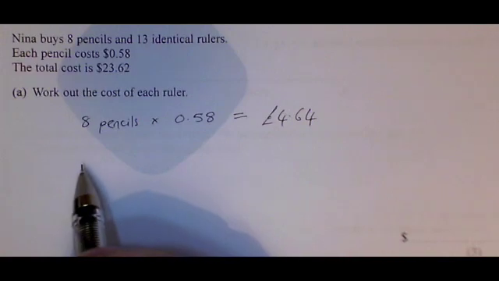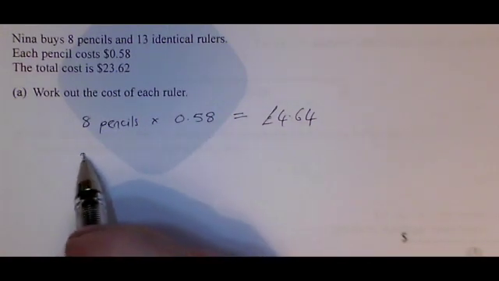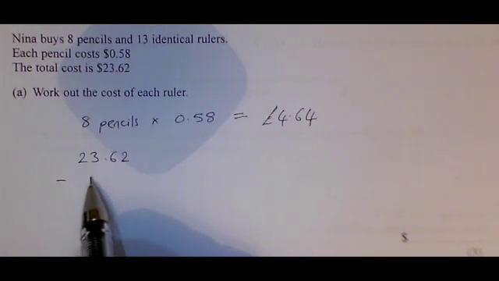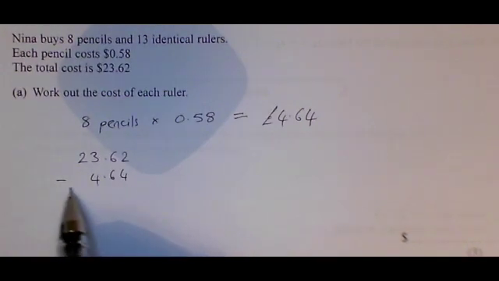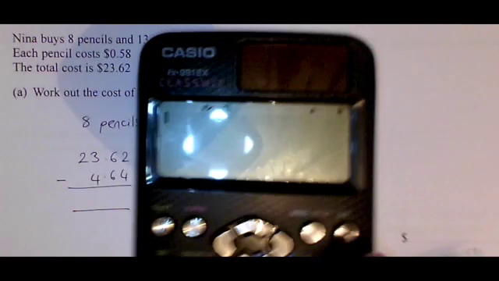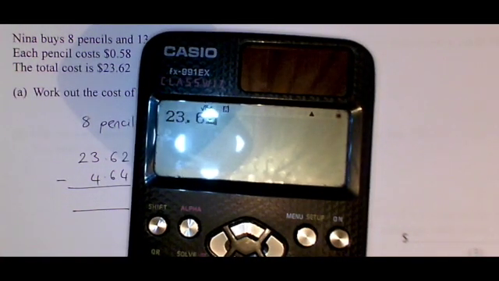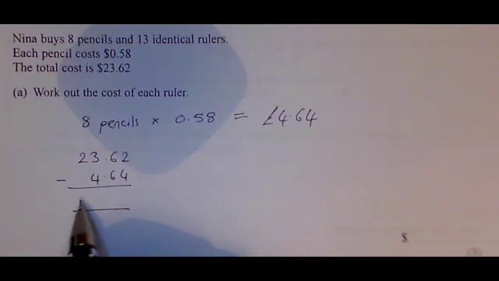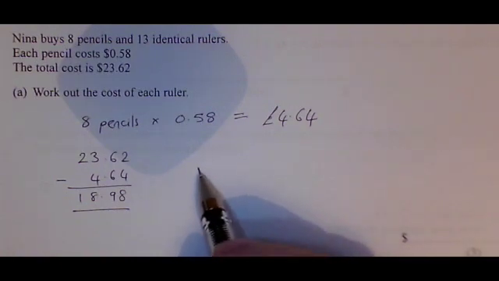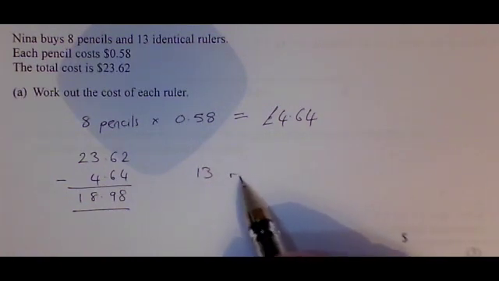$4.64, sorry. Right, so if we take that away from the 23.62 we spent altogether, we can work out how much money we've got to spend on rulers. So 23.62 take away 4.64 means that we're going to spend $18.98 on rulers.